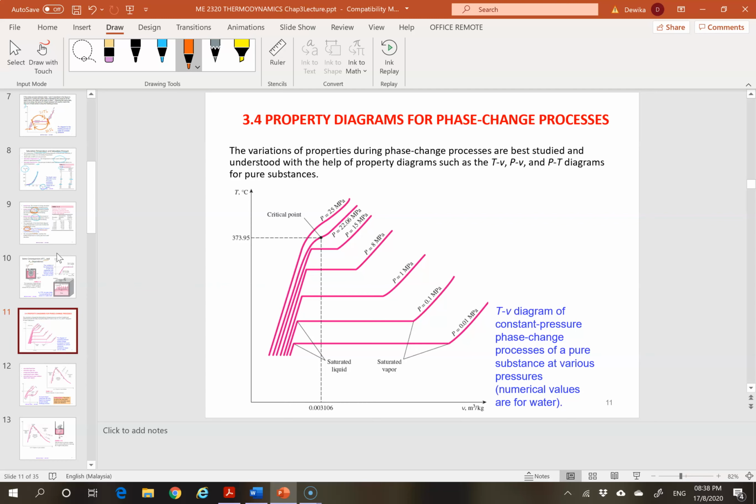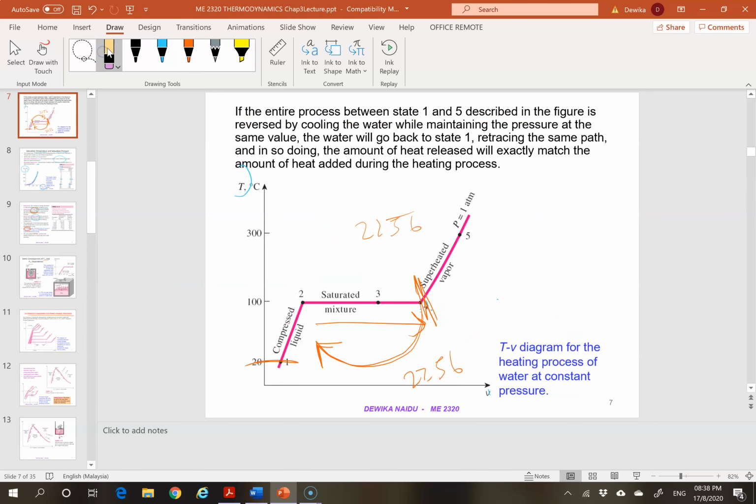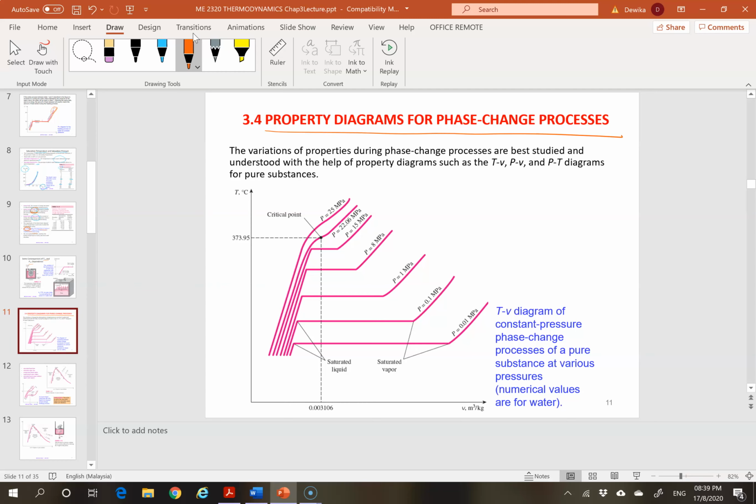Next, let's move on to 3.4. In 3.4, we're going to look at property diagrams for phase change. Okay, now let's get back to this. Let's look at these. This line is plotted for what? 1 atmosphere. So this line is plotted for 1 atmosphere. Look at this. At 1 atmosphere, this is the behavior. Okay, got it?